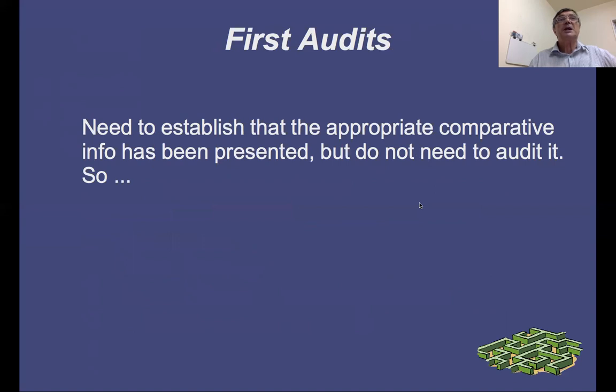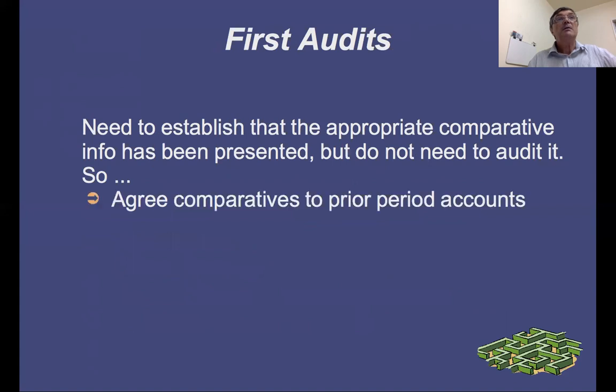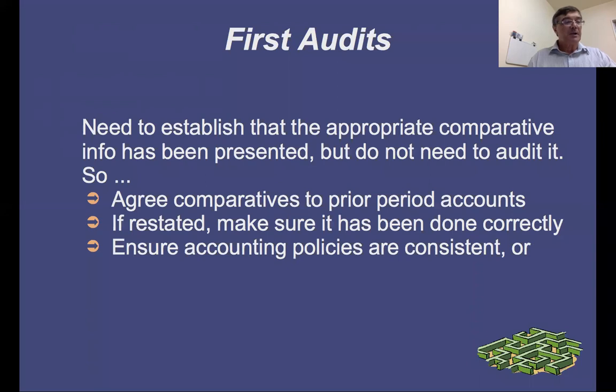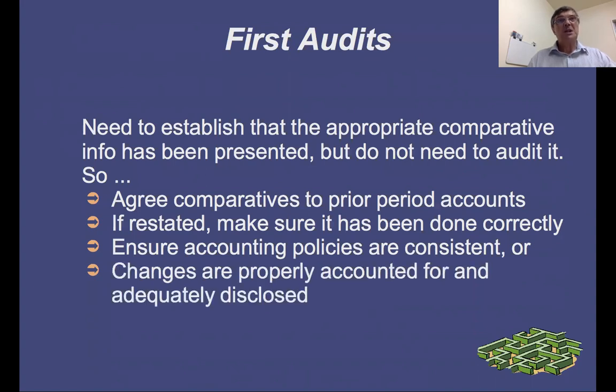Now, we need to establish that the appropriate comparatives are there, but we don't need to audit them. So what we do is agree the comparatives to prior period accounts. If they have been restated, so maybe there's a reformatting and things are in a different order, make sure it's been done correctly. Make sure that the accounting policies are consistent with last year's accounting policies, or that changes are properly accounted for and adequately disclosed.